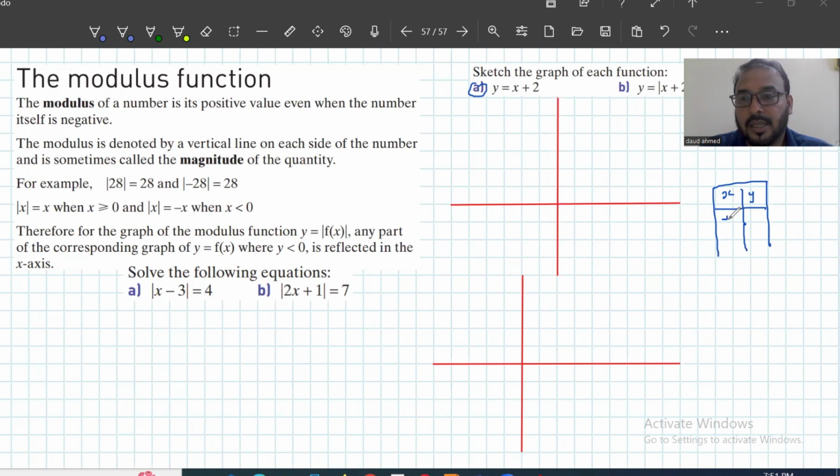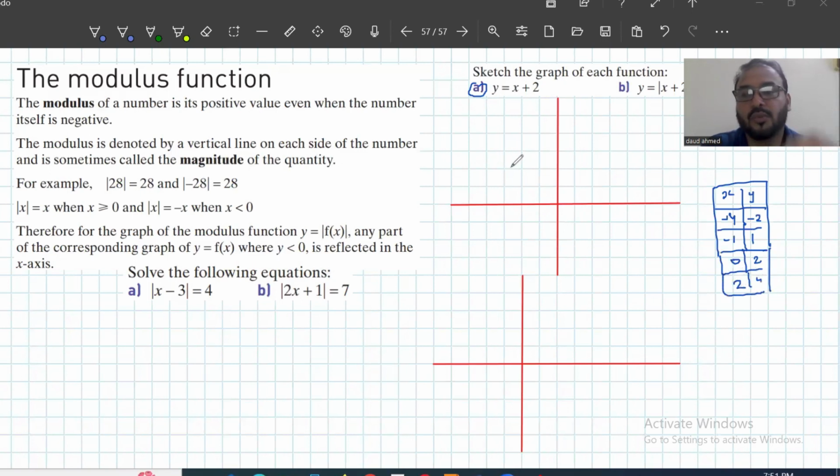So let's see, at x equal to negative 4, if you replace negative 4 here, it gives you negative 2. If you replace negative 1, that gives us 1, because negative 1 plus 2 gives us 1. If you check at 0, this gives you 2, and if you replace 2, that gives you 4. I think 4 values are enough.